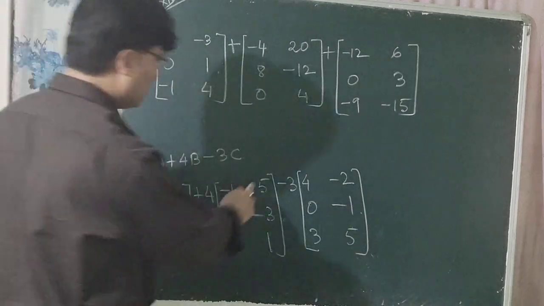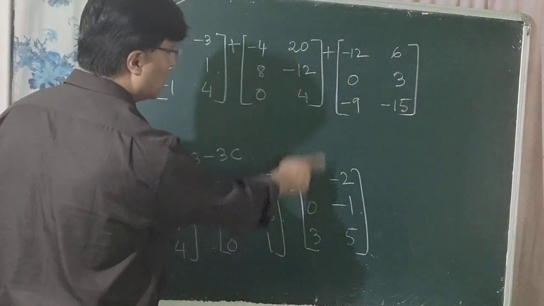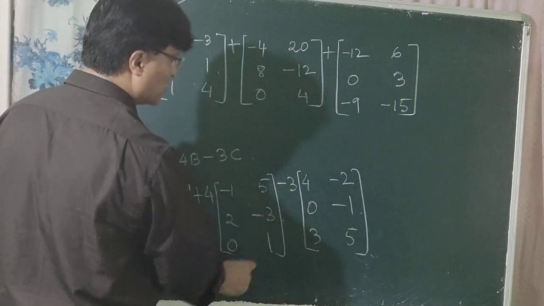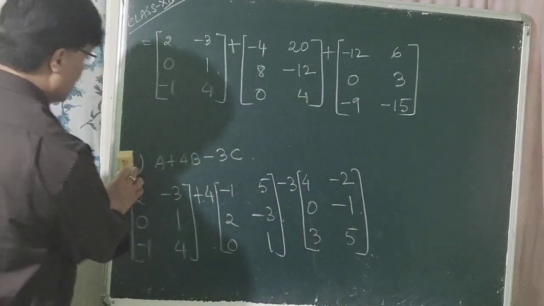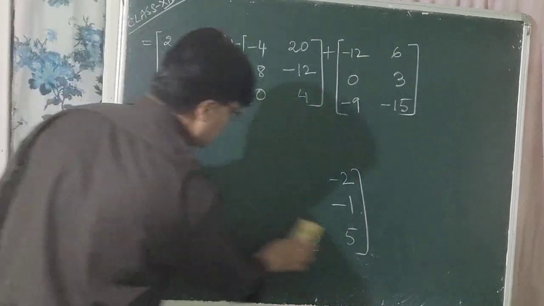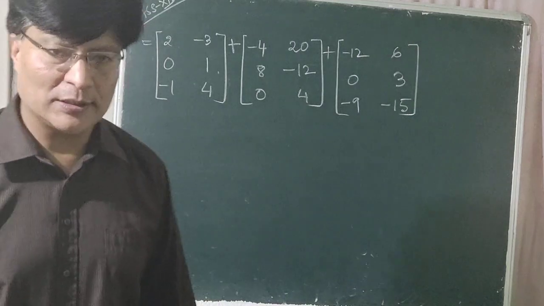So we have multiplied by the minus sign here also. Minus 12, minus into minus plus 6. This is 0, minus into minus plus 3. This is minus 9 and this is minus 15. Okay. So you can add these matrices because they have got the same order, right?